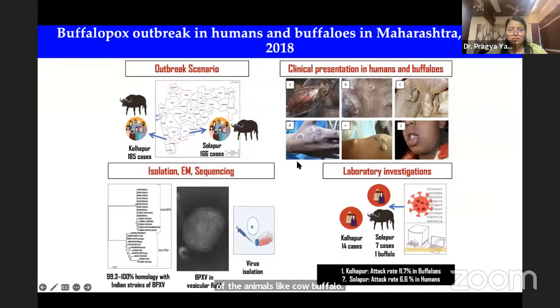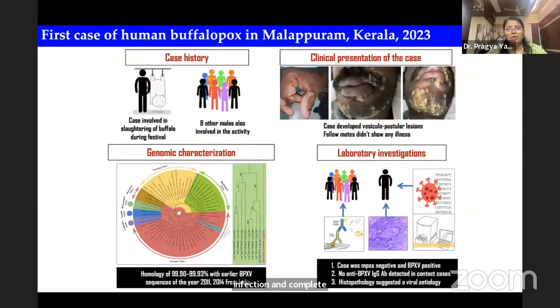It was defined as a self-limited disease and can be managed by routine treatment. Similarly, you can see some of the outbreaks even extended to 185 cases, 166 cases. There was no mortality, but it definitely causes problems to the patients who suffer through these infections. Complete genome sequencing, isolation, and diagnosis assays are also available for buffalopox, which can be utilized.